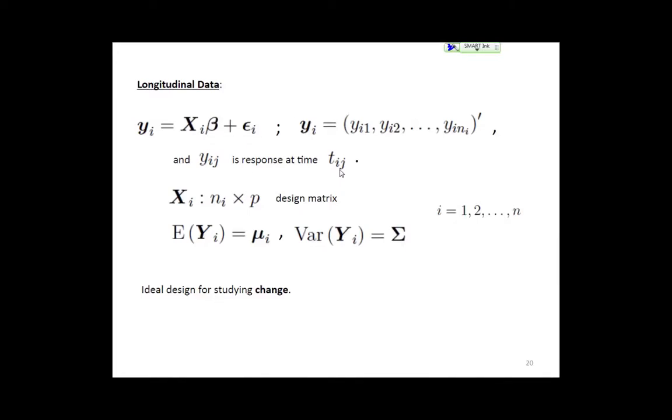So let's start here. This is slide 20. And we've talked generally so far about correlated data. Correlation can happen in a variety of ways. One way, commonly encountered in biostatistics applications, is longitudinal data, where you are observing the same individual over time. And that's a handy design if you are specifically interested in seeing how things change over time.